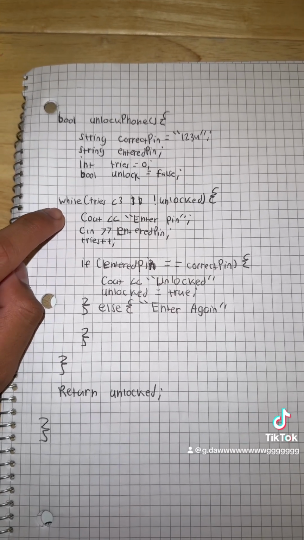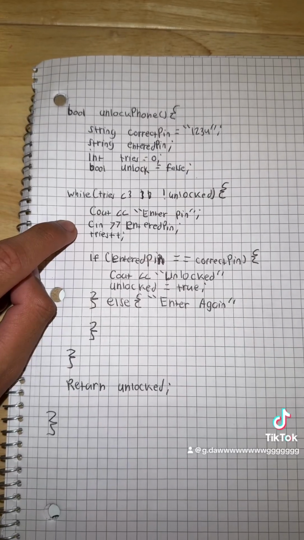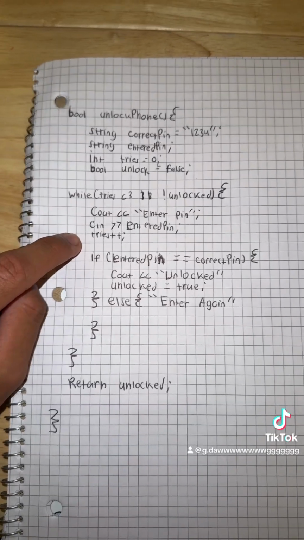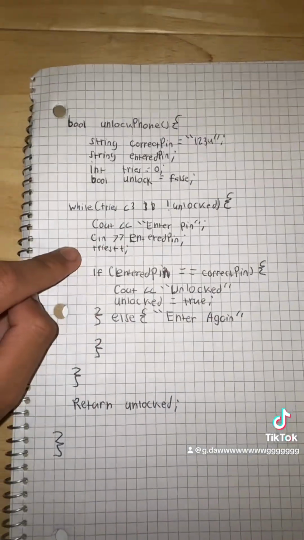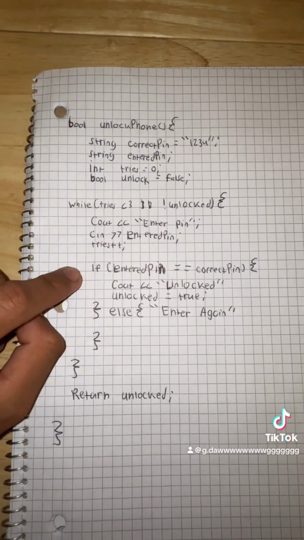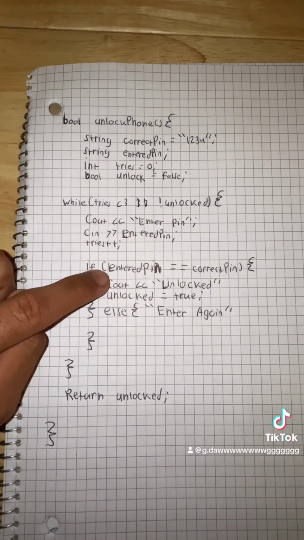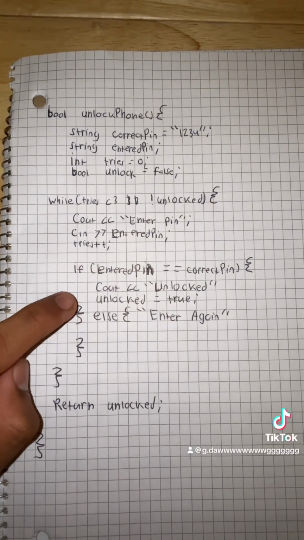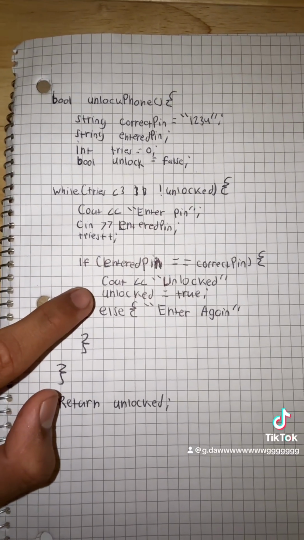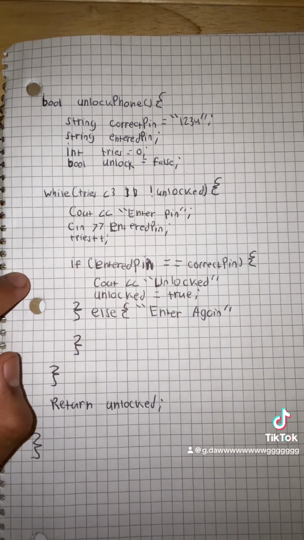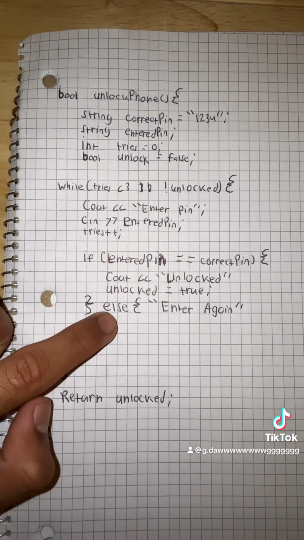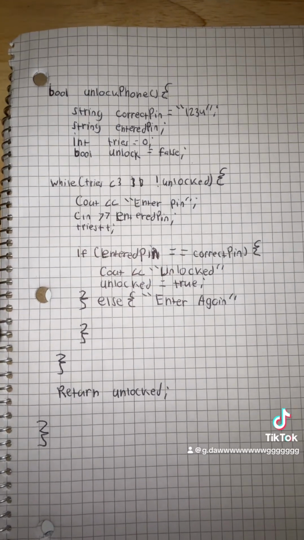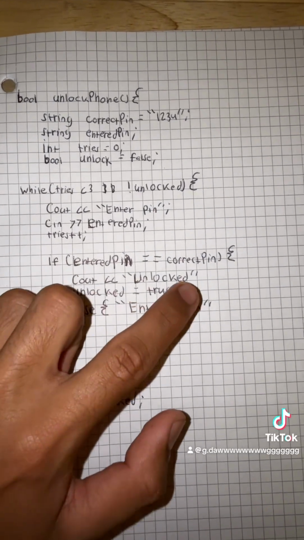It's to enter the pin, and now we enter the pin. And then we add what are the tries. So they tried 1 time, 2, or 3 times. Now, to see if it's correct, we see if entered pin is equal to correct pin. If it is, it's unlocked, and it's true. Unlocked equals true. But if it isn't, else we enter again. And we keep doing that until we get the correct pin.